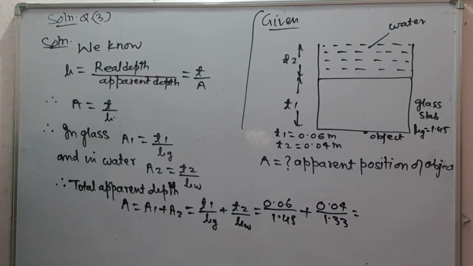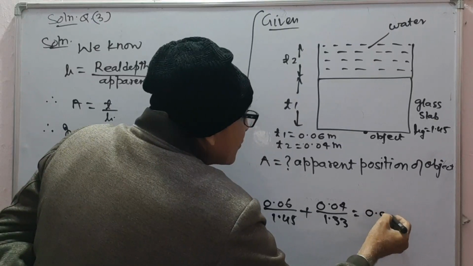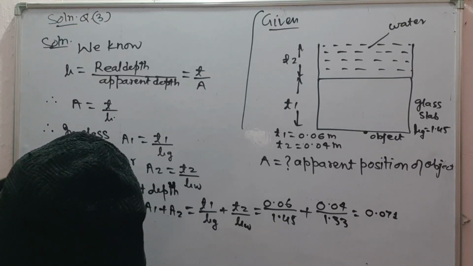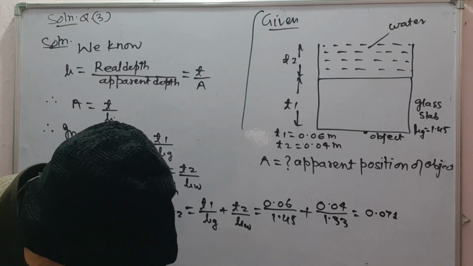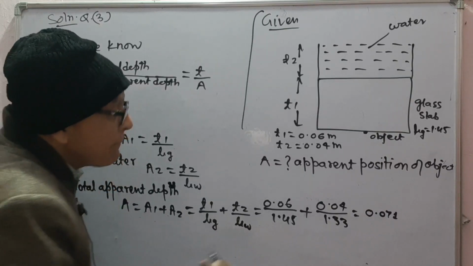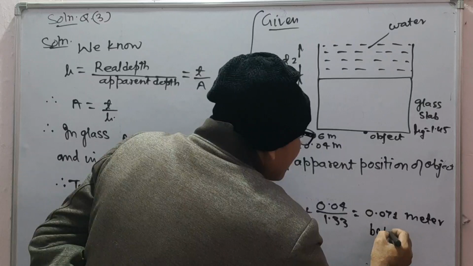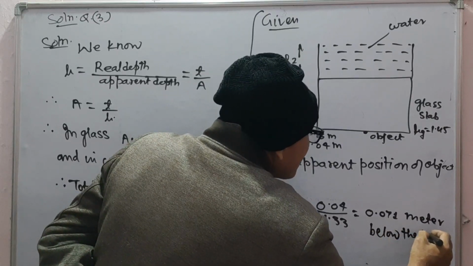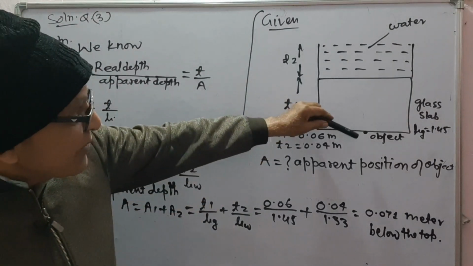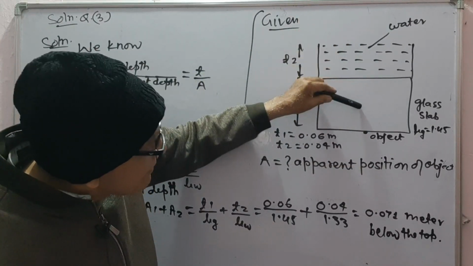So, we get total apparent depth as 0.071 meter below the top. Means when this object is viewed from this point, it will appear at this depth.